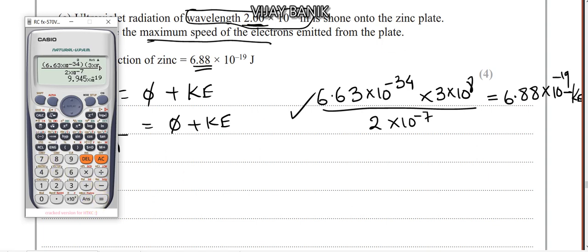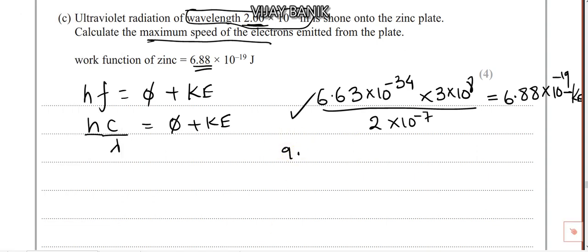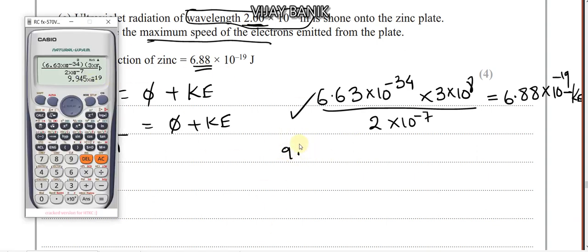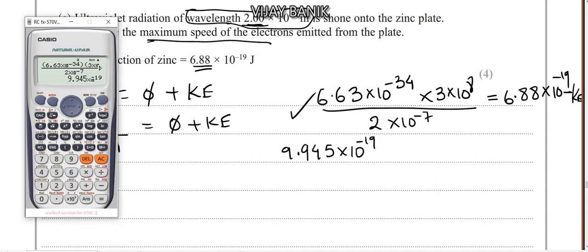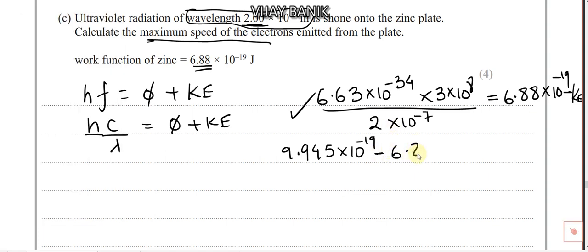So how much am I getting? 9.945 into 10 raised to minus 19. I hope the calculator stays on the screen when I'm writing the answers, but it doesn't happen. I don't know why. So this equals this now, minus 6.88 into 10 raised to minus 19.